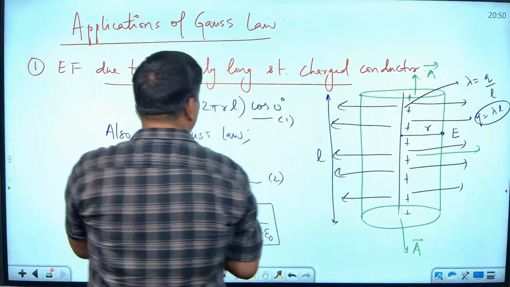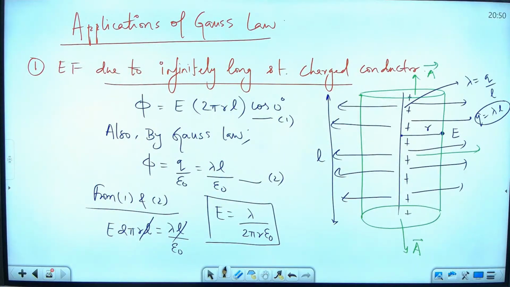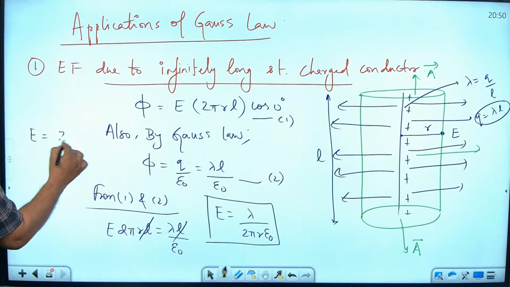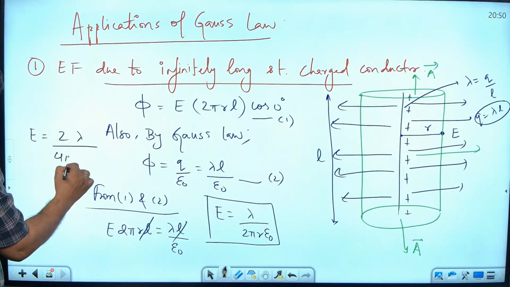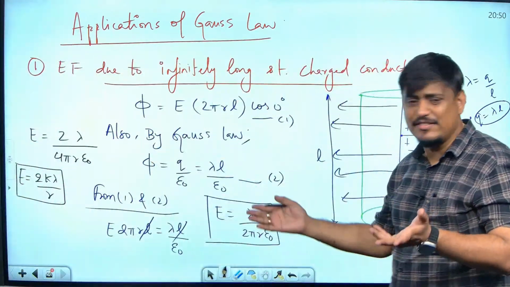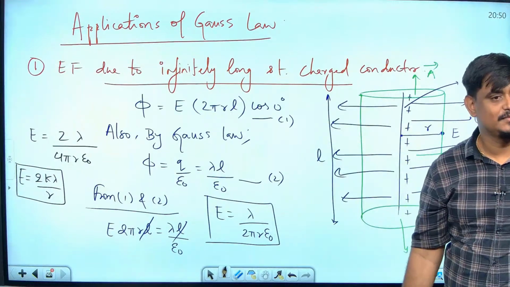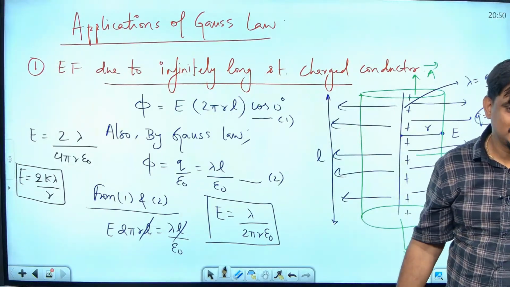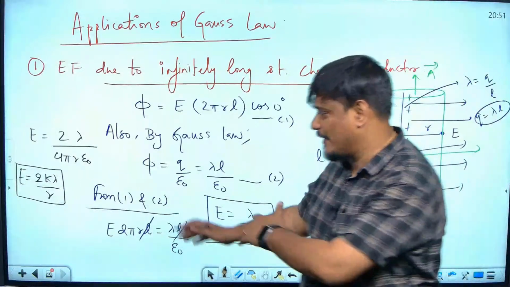Since we know that 1 by 4 pi epsilon naught is k, if somehow I multiply and divide by 2, it will become like this. Why am I doing this? Because I want to get 1 by 4 pi epsilon naught. So it will become E is equal to 2 k lambda by R. That also can be remembered. Both are fine. Do this or do this, both will give the same answer. That will save time. One derivation done. Simple. If you understood, please copy fast. Don't take much time.